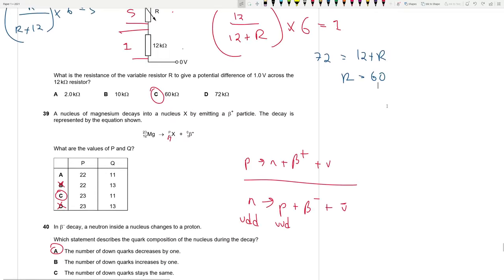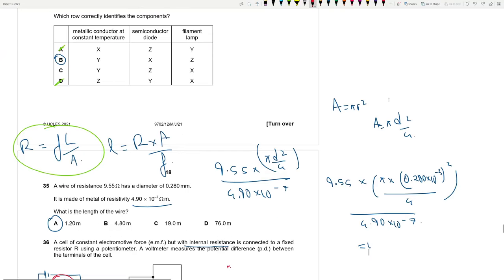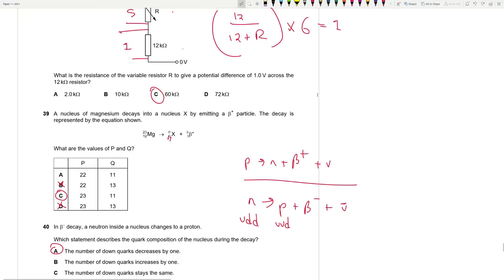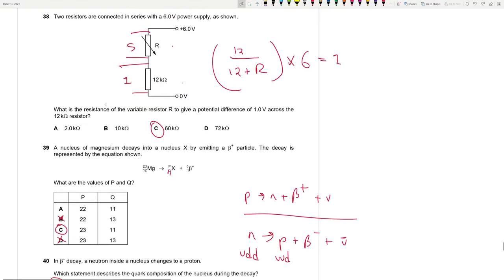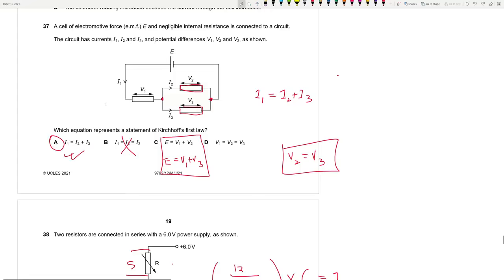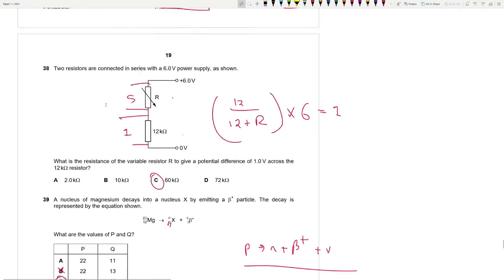Now 39. A nucleus of magnesium decays into a nucleus X by emitting a beta plus particle. The decay is represented by the equation shown. So for beta plus decay, do you guys know what happens? Your mass number remains the same at 23, but your proton number decreases by 1 because we need to conserve charge, okay? So it's actually 23 11, okay? So 39 is C. 39 is C, 38 was also C, 37 was A, and 36 was C, right? Okay.